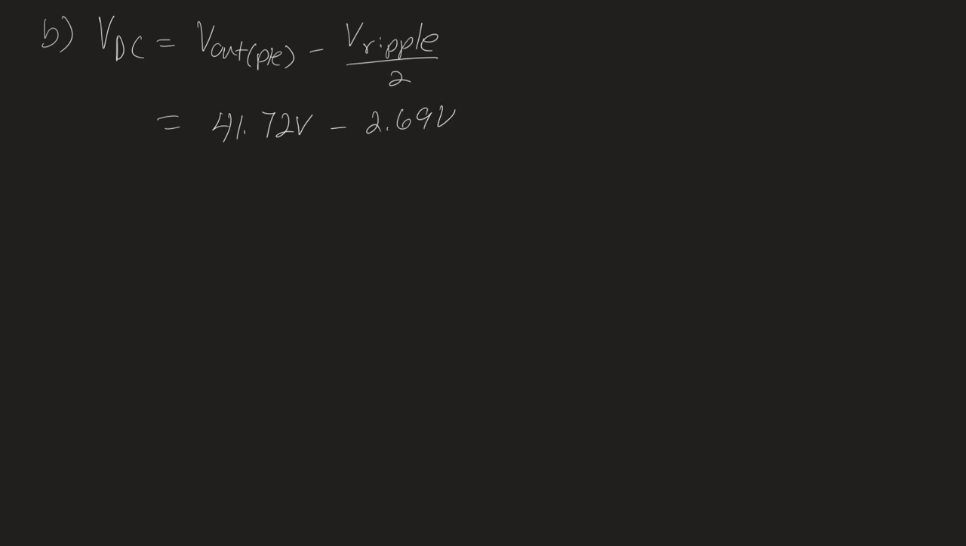So now for part B, which is the volts DC, we have the volts DC is equal to the V out peak minus the V ripple divided by 2, and that equals 41.72 volts minus 2.69 volts divided by 2, and that gives us 40.38 volts.